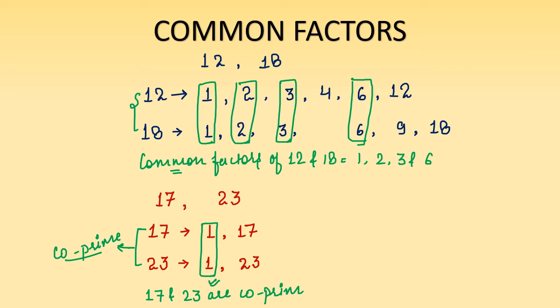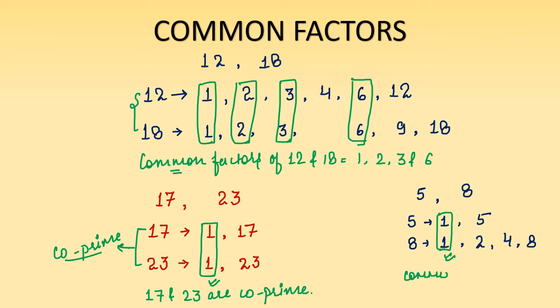You can see some more examples of co-prime numbers like 5 and 8. So for 5 we have two factors, 1 and 5. For 8 we have factors 1, 2, 4 and 8. So here again you can see that we have only 1 as their common factor. So the only common factor is 1. That is why 5 and 8 are co-prime numbers.